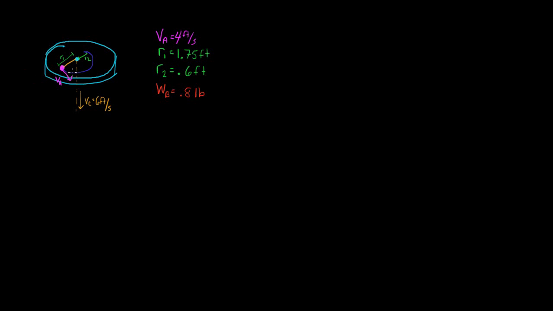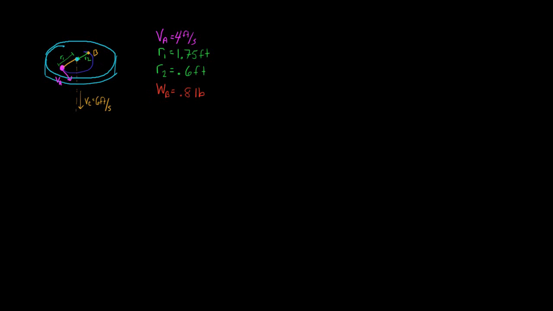Okay, in this problem we have a ball that's attached to a rope. The ball is moving with an initial velocity of VA, and VA is given to be 4 feet per second. The rope is being pulled down with a velocity VC, and VC is 6 feet per second. And we're asked to figure out what the velocity of the ball is when this radius right here, let's call this point B, is equal to 0.6 feet.